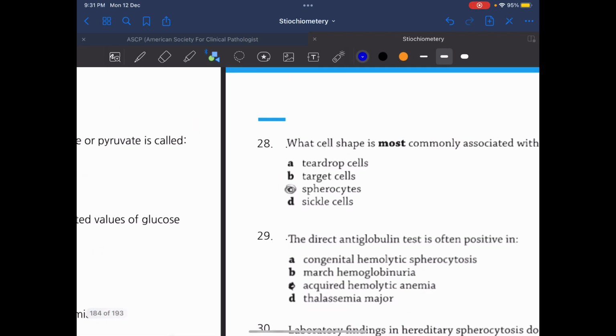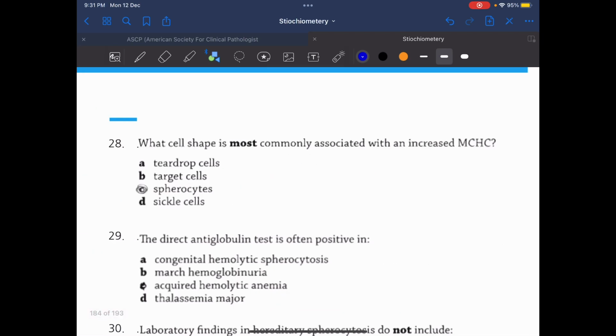Question 28. What cell shape is most commonly associated with an increased MCHC? Teardrop cells, target cells, spherocytes, or skull cells. The correct answer is spherocytes.